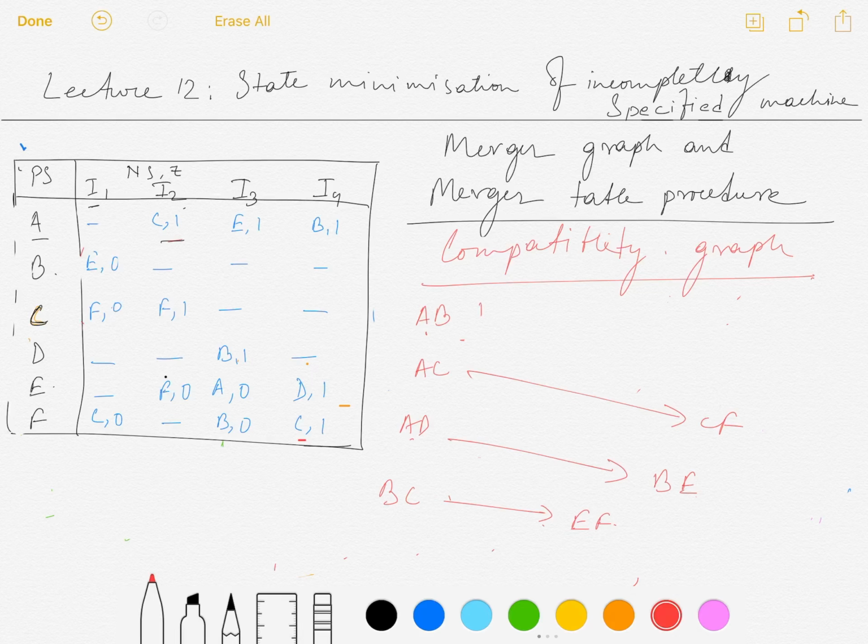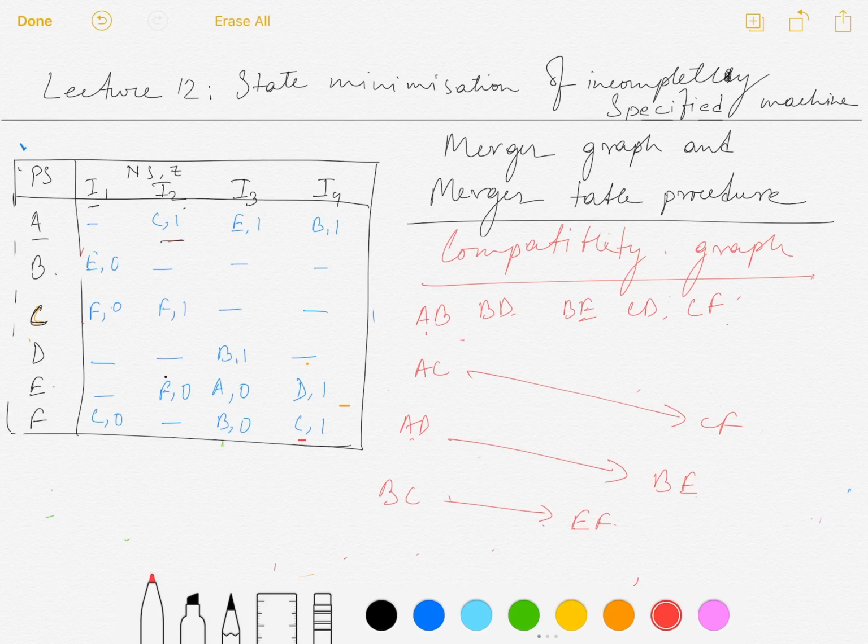Next is BD. BD does not have any implied pair. Okay, fine. Next BE. BE does not have any implied pair. Fine. Then BF is not compatible. Then CD. CD does not have any implied pair. Then CE is not compatible. CF is compatible, but does not have any implied pair.